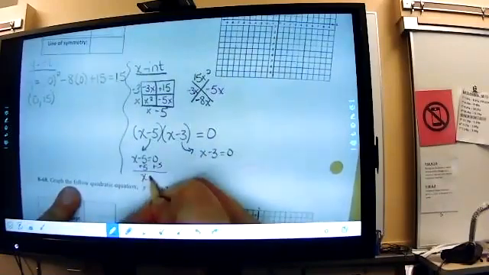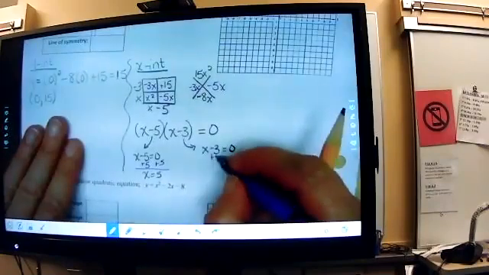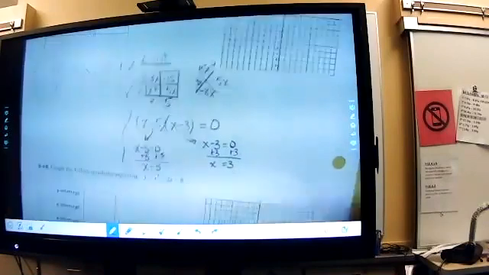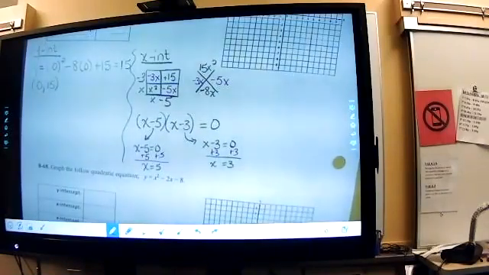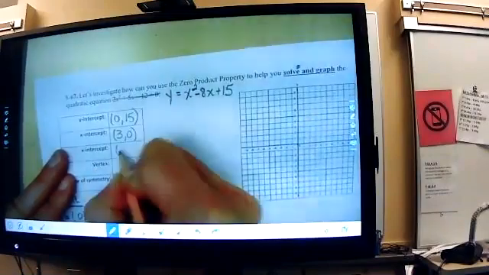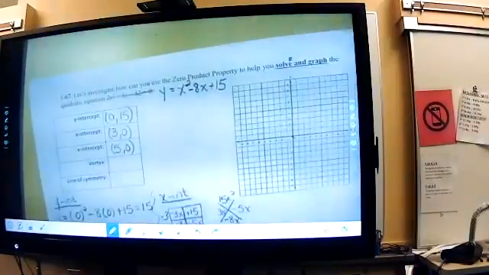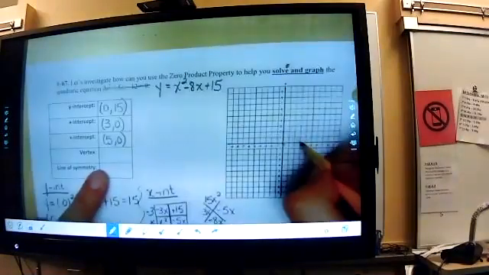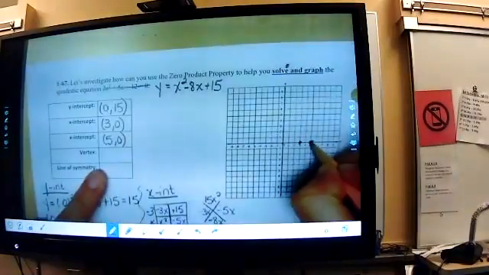So we get x equals 5, and here we get x equals 3. Those are your x-intercepts. It's positive 5 and positive 3. Be aware of that because students often get that part incorrect on the graph. Okay, so let's put that in our table. One of our x-intercepts is (3, 0). The other one is (5, 0). Once you have those points, let's graph them. (3, 0) is right here. (5, 0) is right there.